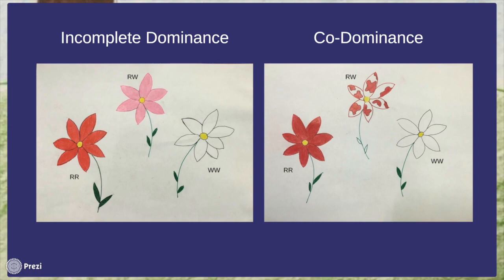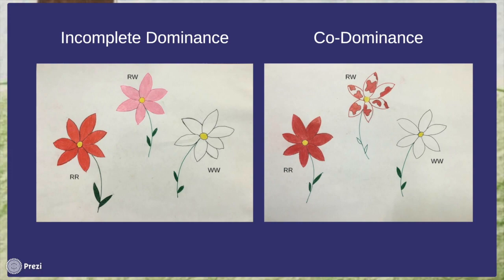Incomplete dominance and codominance occur when neither allele is dominant over the other, but both are present. Incomplete dominance is when both alleles are not fully expressed, leaving the phenotype as a blend of the two present alleles, shown here as pink.